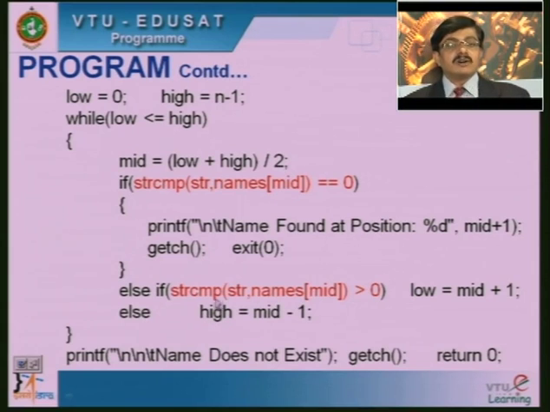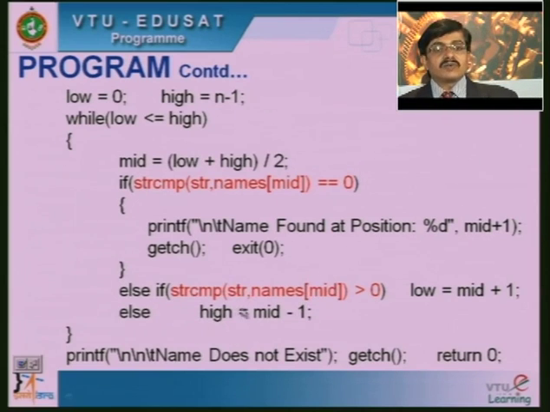Else means what? Obviously, str is lesser than the name which is at the middle location. So, here I should go for the left array. When I am going for the left array, high should be assigned as mid minus 1. So, this will keep repeatedly happening until low is less than or equal to high, or the key element is found. When I come out of the loop, low will exceed the high value.